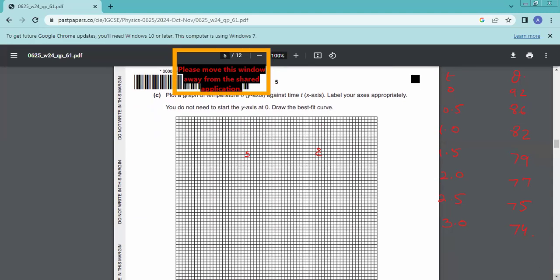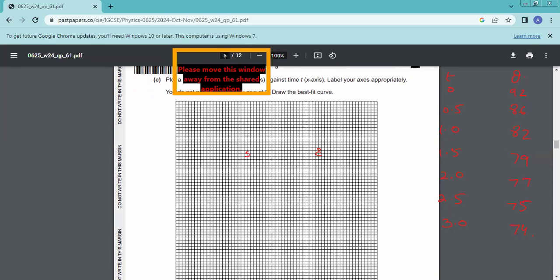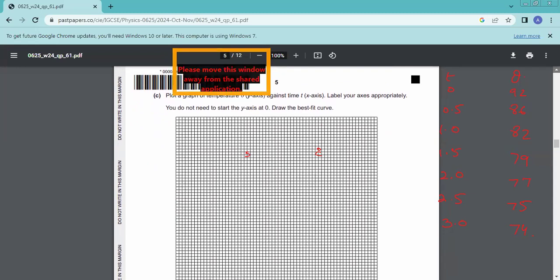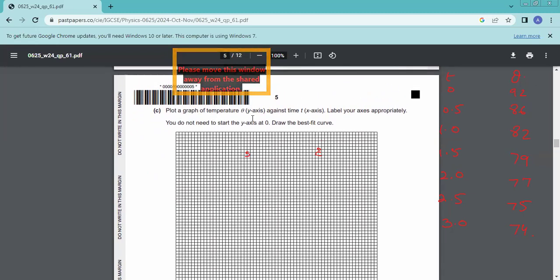Now we have to complete the graph. They say to plot a graph of the temperature theta on the y-axis against the time t on the x-axis. So on the x-axis, the time will be taken, and on the y-axis, the temperature will be taken. Label your axes appropriately. You do not need to start the y-axis at 0. Draw the best fit curve.